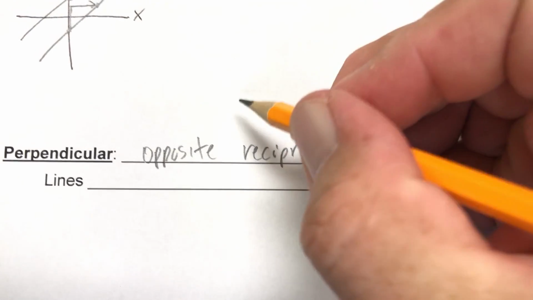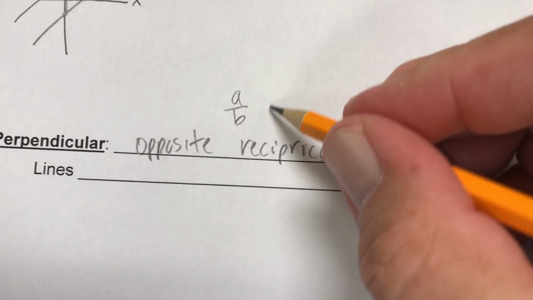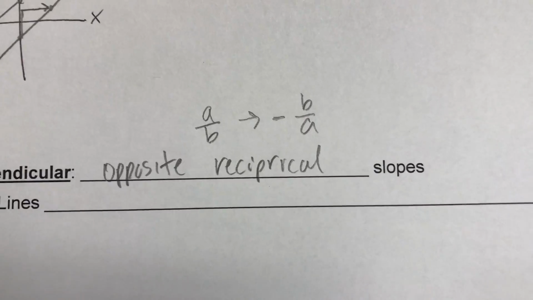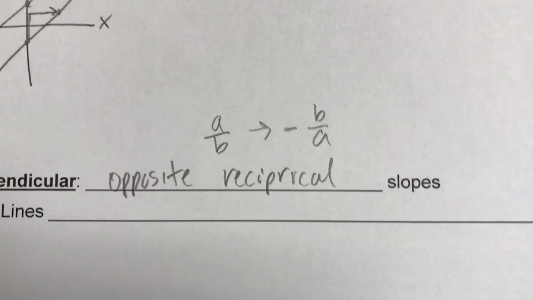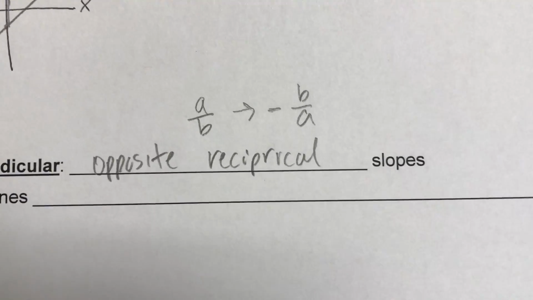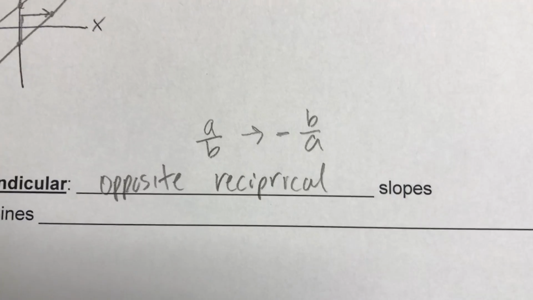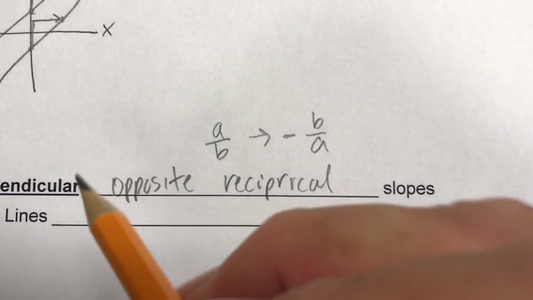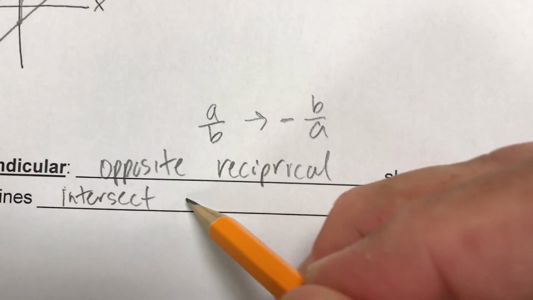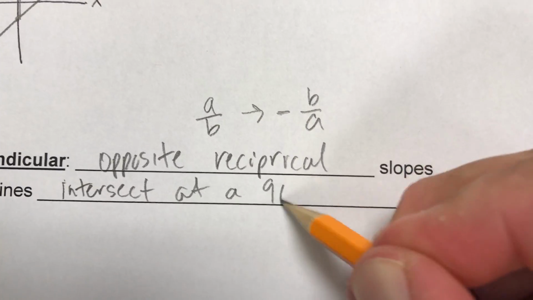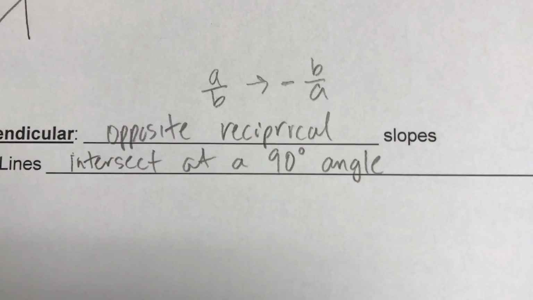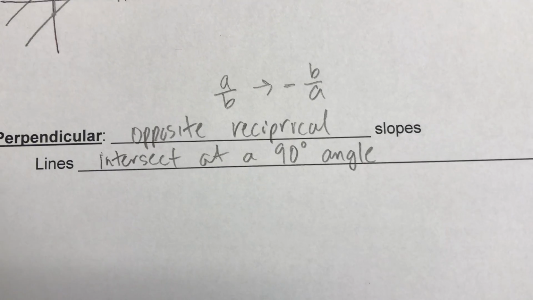So that means you're taking the slope, whatever it might be, you're flipping the numbers and changing the sign. So a positive slope becomes negative, a negative slope will become positive, and then you just flip the numbers of the fraction. That's what a reciprocal is, flipping the numbers of the fraction. The lines intersect at a 90-degree angle. So the lines are crossing each other at a 90-degree angle.